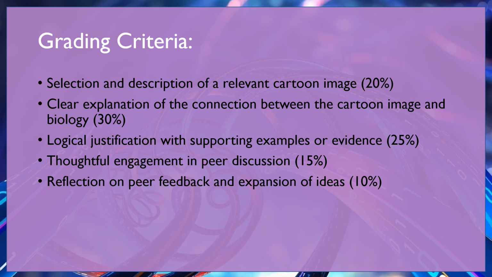Of course, you have to have your grading criteria as well. Selection and description of a relevant cartoon image will be about 20%. Clear explanation of the connection between the cartoon image and biology is 30%. Logical justification with supporting examples or evidence, 25%. Thoughtful engagement in peer discussion, 15%. Reflection on peer feedback and expression of ideas, 10%. And of course, this will be given to them in the form of a rubric so they know exactly what they'll need in order to gain all credit for the discussion post.